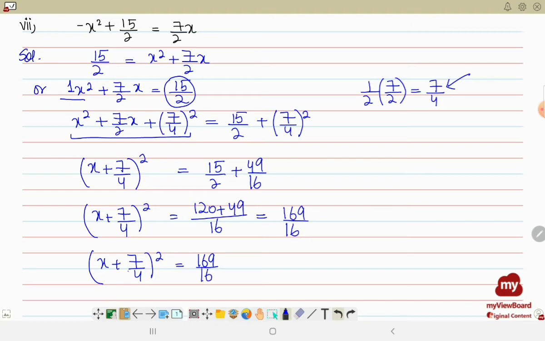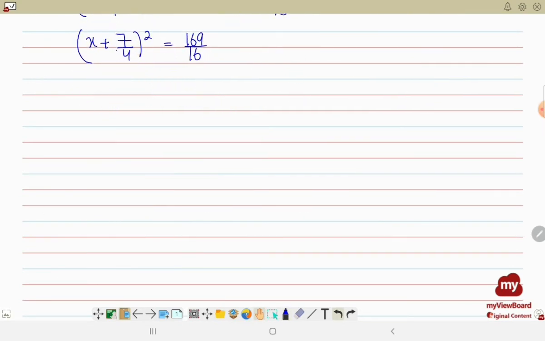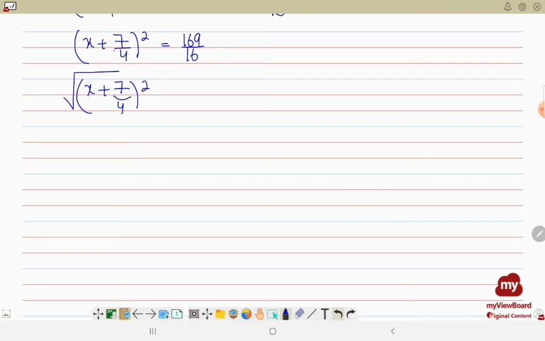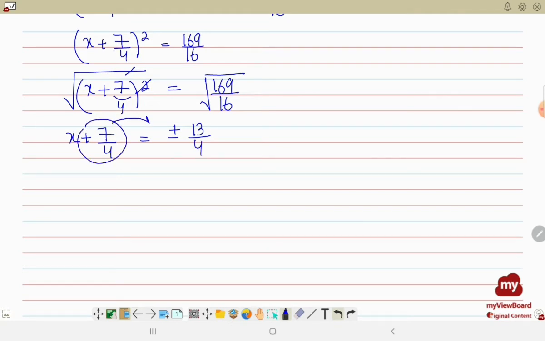So since we have to remove this square, we will take the square root on both sides. It will become x plus 7 by 4 whole square under the radical sign, and then square root of 169 by 16. When the square gets cancelled by the root, we get x plus 7 by 4, and on the right hand side it will become plus minus 13 by 4. So since we just have to find out the value of x, we'll move 7 by 4 to the other side. It will become x equal to minus 7 by 4 plus minus 13 by 4.